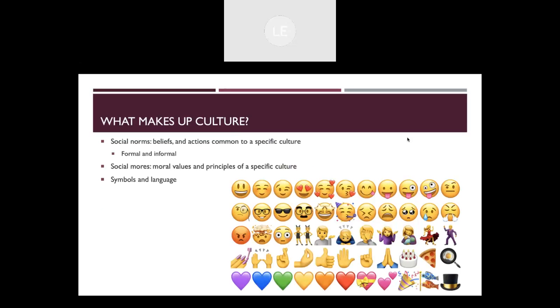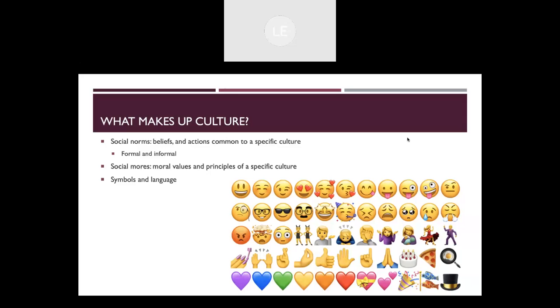So, what makes up a culture? Social norms, as we've been talking about throughout the class. These are the beliefs and actions common to a specific culture. They can be formal, like laws, or they can be informal, things like, it's good to shake the hand of someone you meet. Social mores are the moral values and principles of that culture.